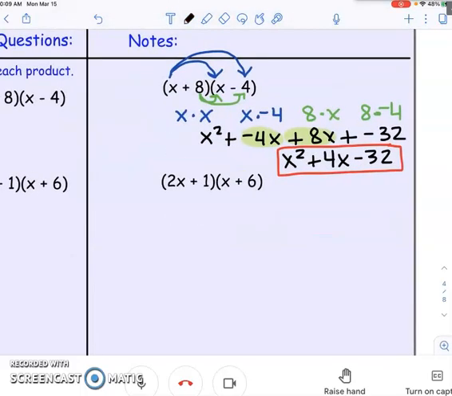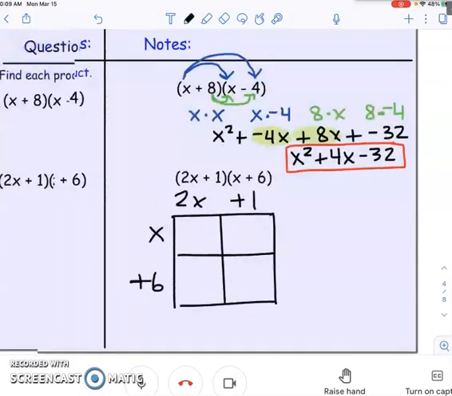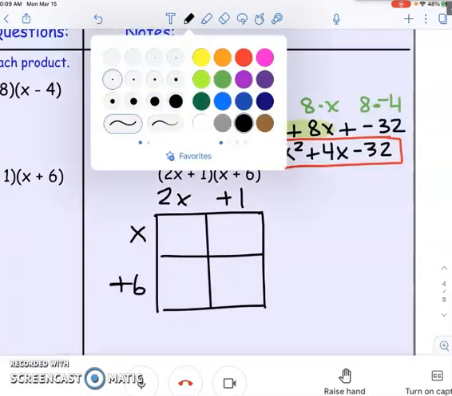Okay, for the next one, I'm going to use the box method just to give you some variety. So my box, 2x plus 1. Remember, split, and then x plus 6. I'm keeping those signs on the 6 and on the 1, just because I think it's good to look at them as signed numbers here.